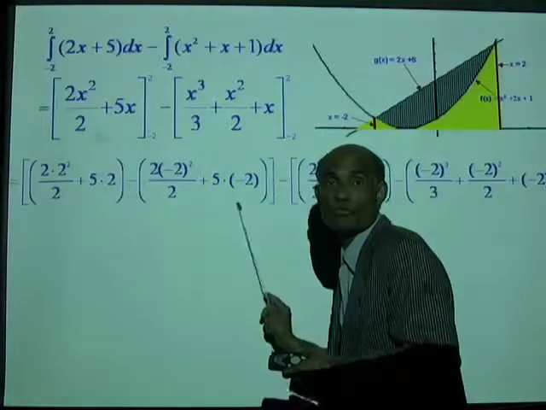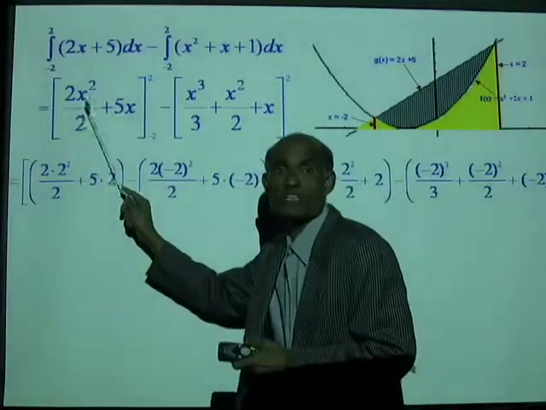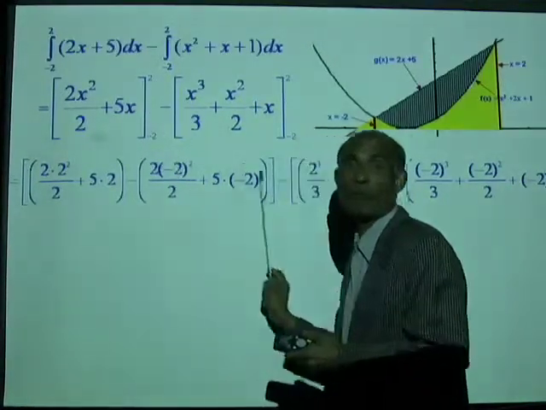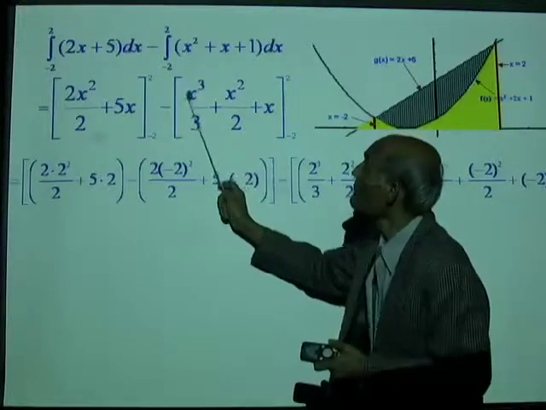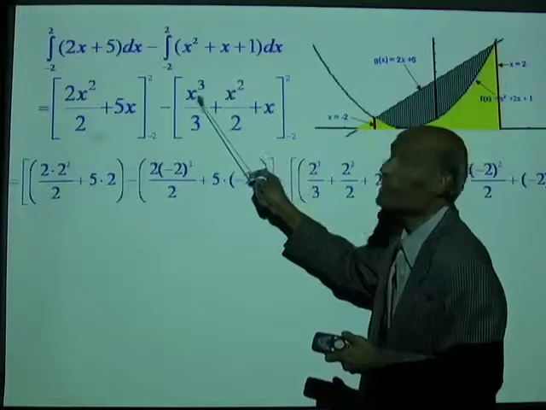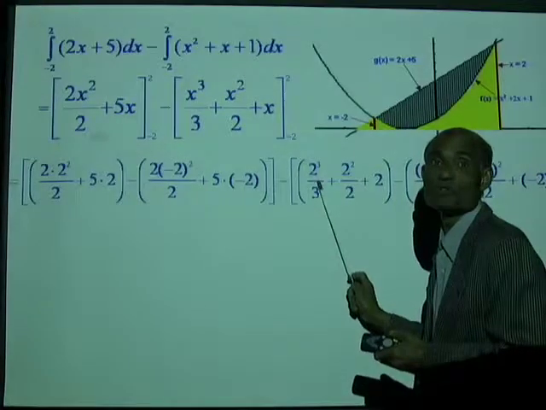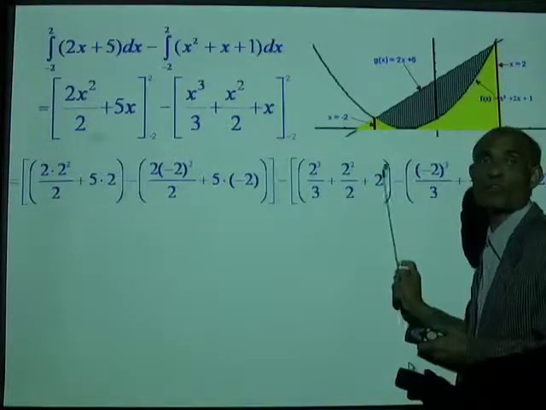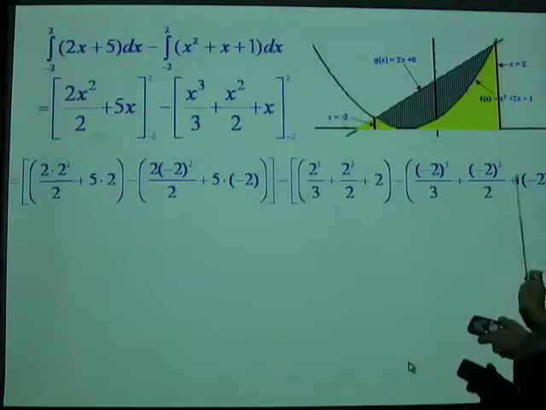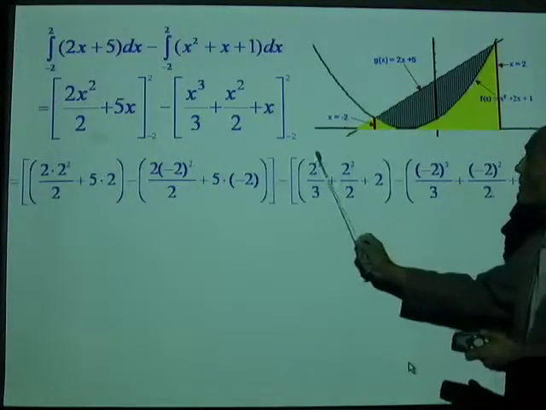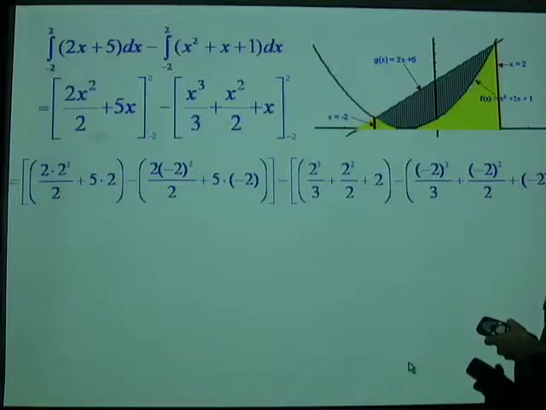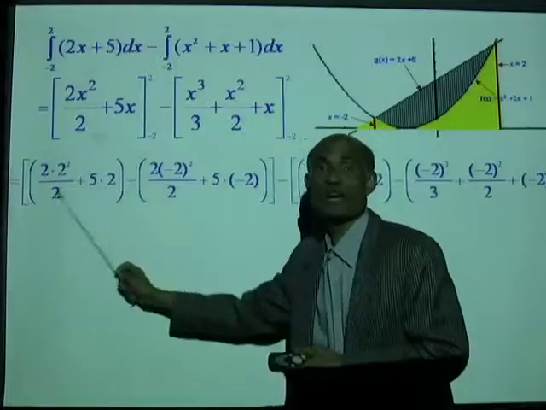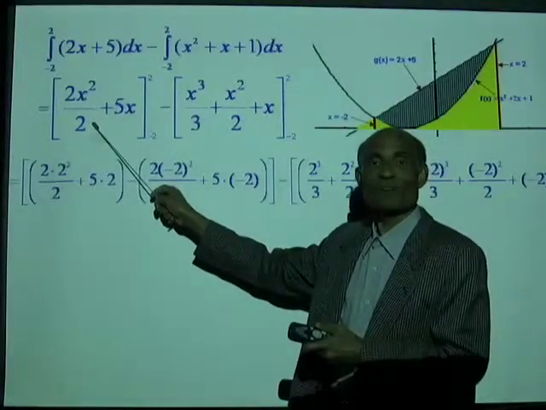Alright, so this complete quantity takes care of this integral between negative 2 and 2. Now minus, we have this integral. Now replace x by 2 in here. Gives you 2 cubed over 3 plus 2 squared over 2 plus 2 minus, replace x by negative 2, and there you have. Now remember, the quantity inside the first square bracket is the first integral.